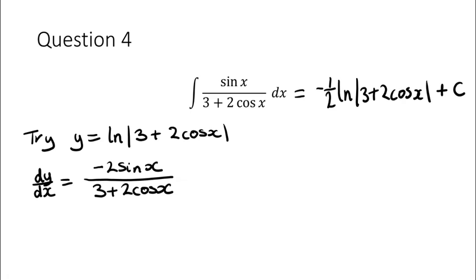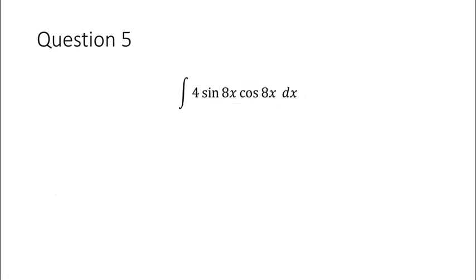Okay, on to question 5 then. So we've got here 4 sine 8x cos 8x. Now, you have got a function times a function, but we certainly don't want to be going for integration by parts here. That would be just way too long of a process, and there's a much simpler way that we can do this. Whenever we see sine of an angle times cos of an angle, that should have alarm bells ringing that I might want to use a double angle formula here.